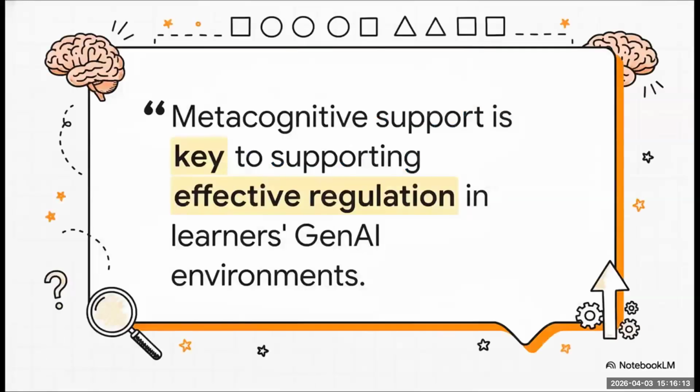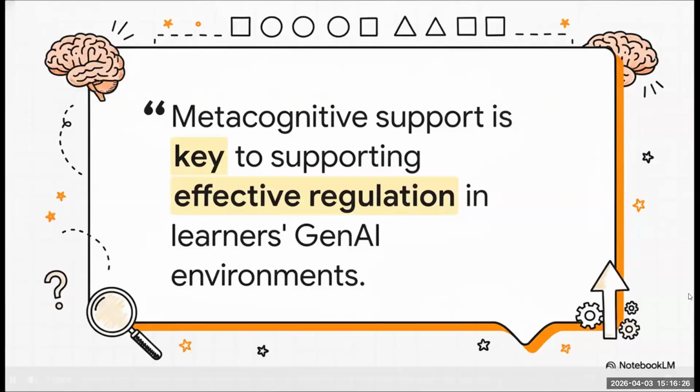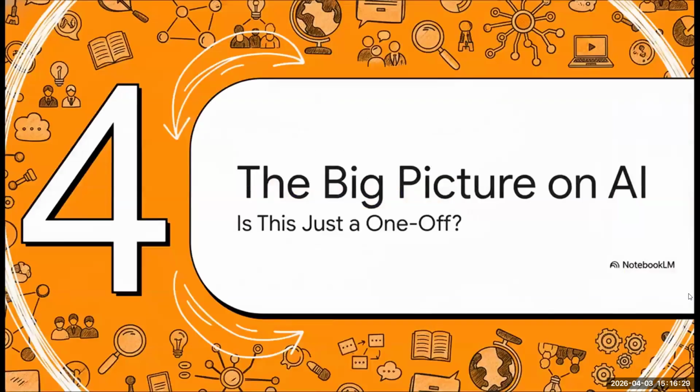And hey, don't just take my word for it. The researchers themselves summed it up perfectly. It's not about the AI. It's about how we use it. Giving learners that metacognitive support, those little nudges to think, that is the absolute key to making sure AI helps, not hurts.